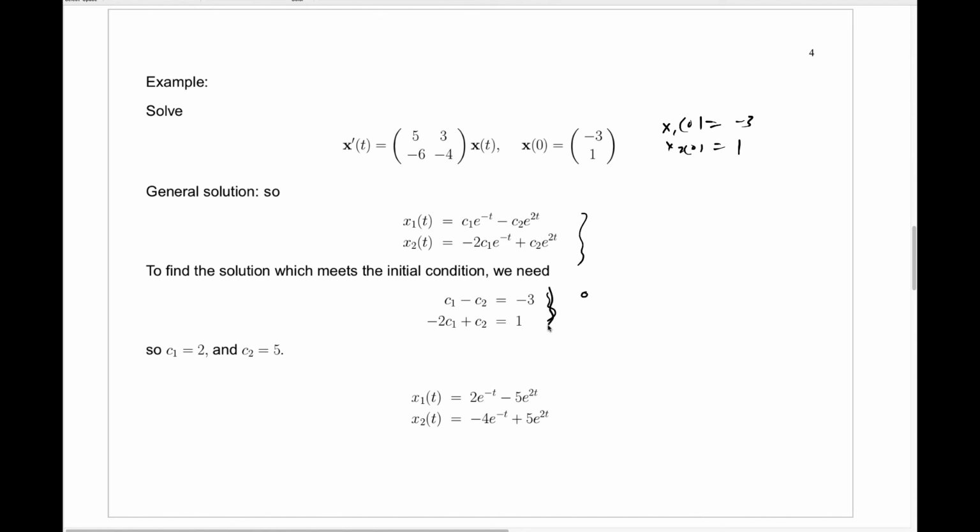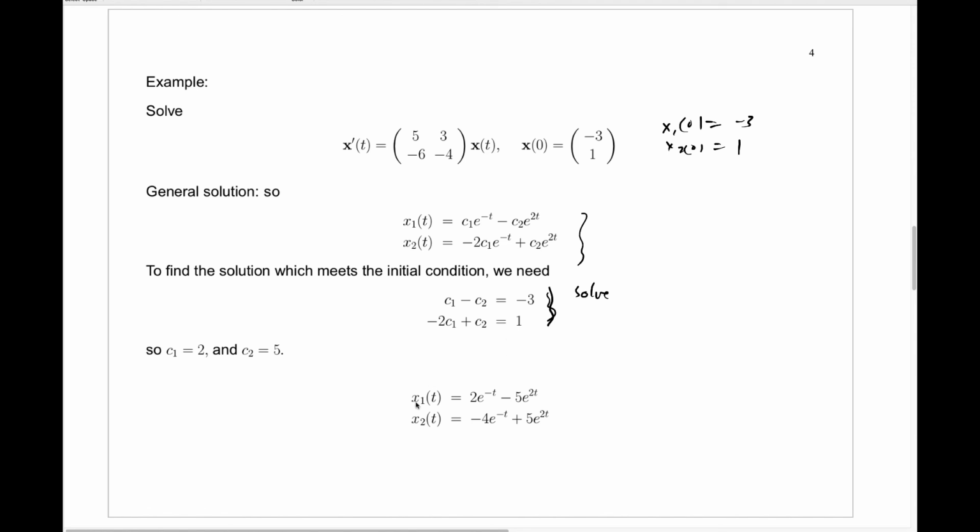of two equations in two unknowns, and it's very easy to solve that system. You can check very quickly that c1 equals 2 and c2 equals 5 certainly makes the first equation true, and it also makes the second equation true. You can come up with this just by adding the two equations, and when you add the two equations, you'll get minus c1 equals -2. That tells you c1 equals 2, and you can plug that in to get c2 equals 5 very easily.